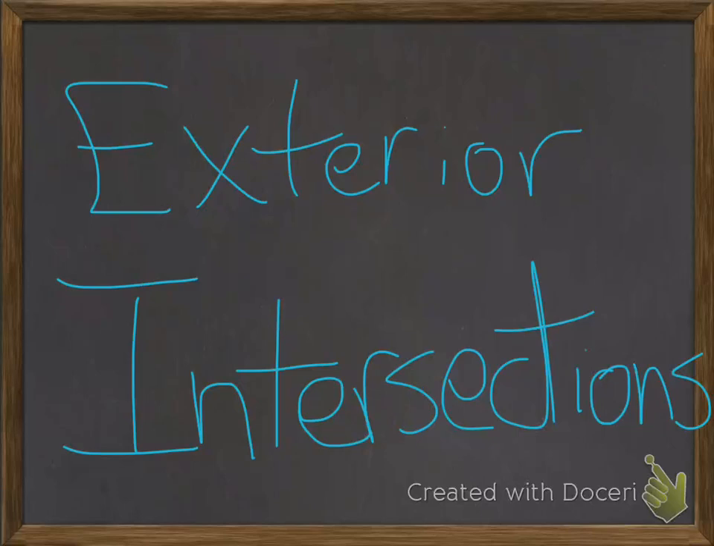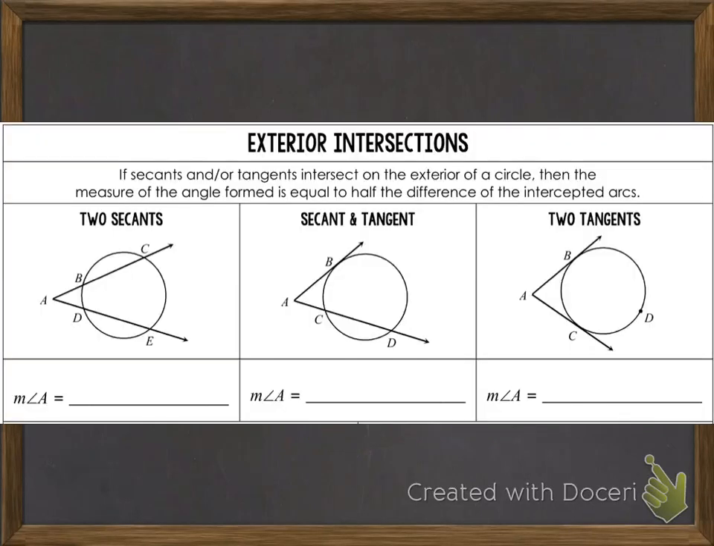All right, so now we're going to be looking at exterior intersections. When you have exterior intersections, these are going to be with secants and tangents that are on the outside of the circle. Then the measure of the angle formed is going to be equal to half the difference of the intercepted arcs. So let's break this down.